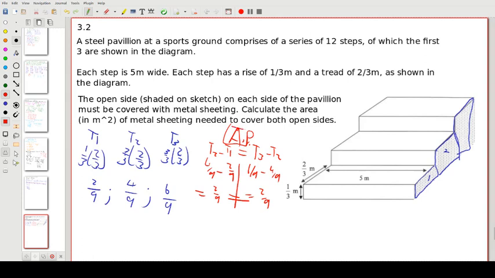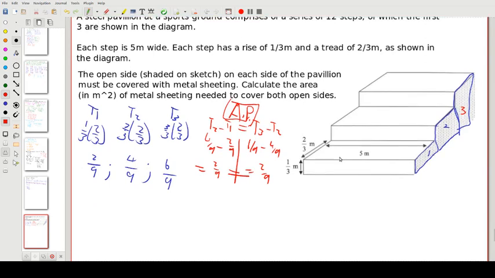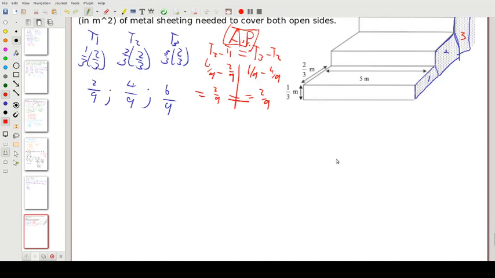And what do we want to do with these terms that we have? Term 1 is the area of the first step, then the area of the second step, and the area of the third step for term 3. And we have 12 steps. So we want to find the sum of the first 12 steps, and that'll give us one side's sheet plating. Okay, let's do that. What color should we use? Black. Let's use black.